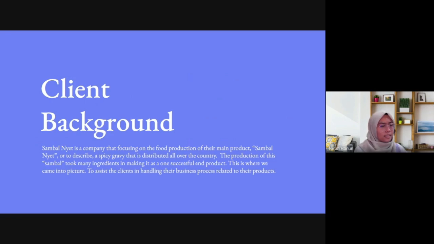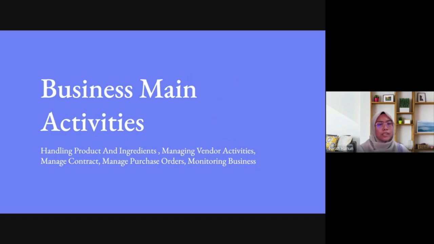This is how we came to the picture of the customer, where we help them in organizing the business in a better way by having an appropriate system. This business's admin activity mostly focuses on internal activities, such as handling products and ingredients, managing vendors' activities, managing contracts related to the vendors as well, managing purchase orders, and monitoring the business.